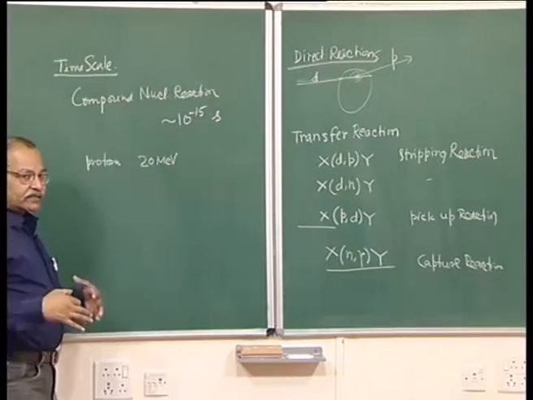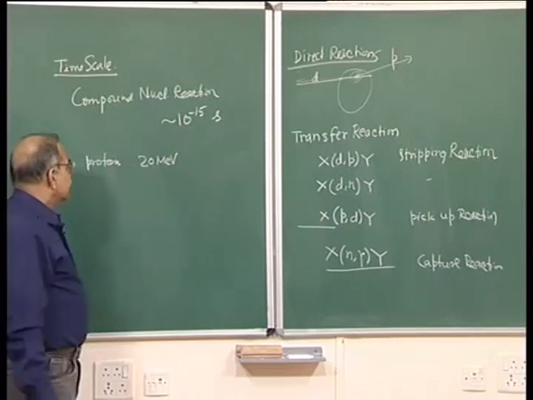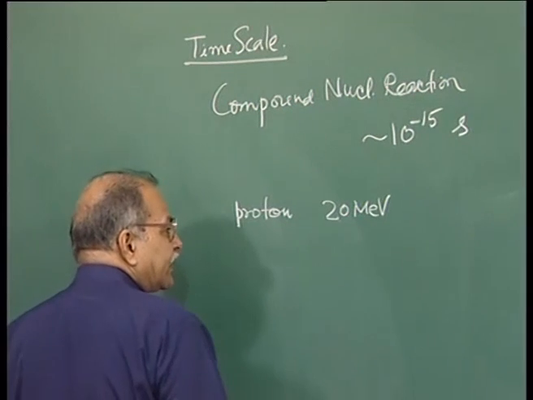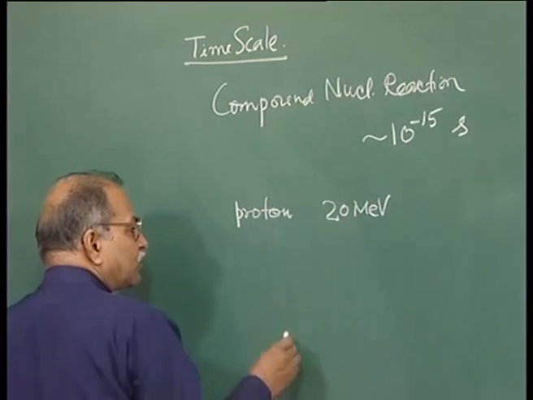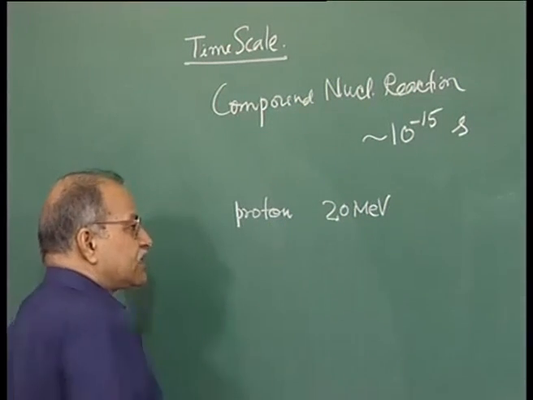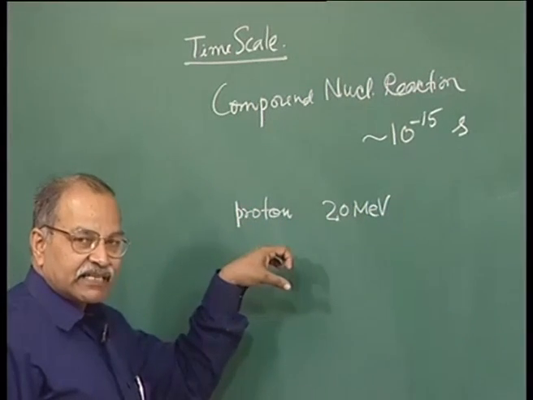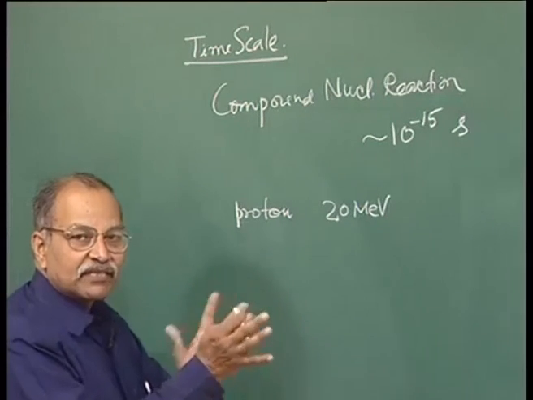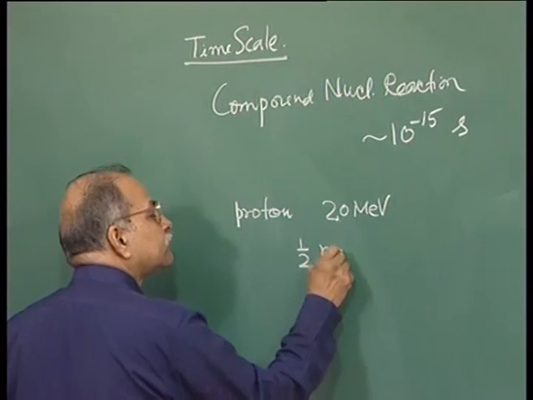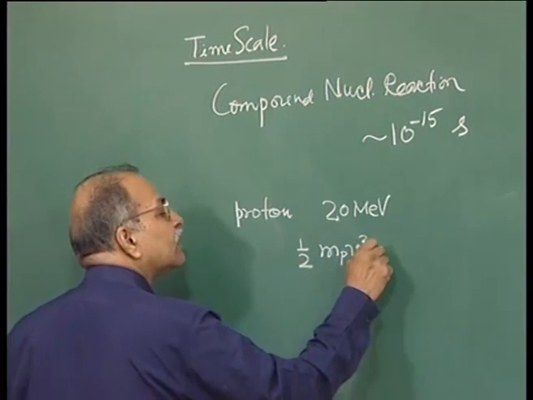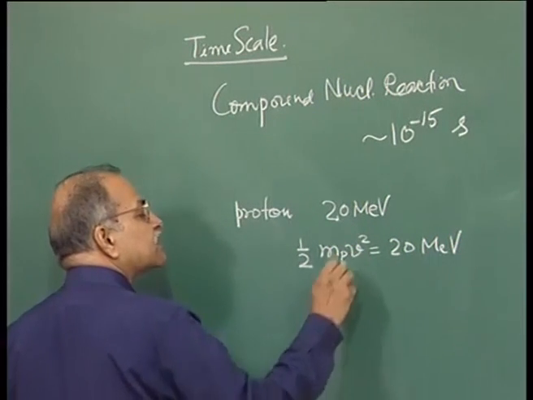For direct reactions, the energy has to be large, so I am taking somewhat smaller energy here. I can calculate the speed of this 20 MeV proton. The rest mass energy is 1000 MeV. Let me do this non-relativistic calculation, and anyway we are doing order of magnitude calculations. So, half m v squared is 20 MeV. From here I am trying to estimate this velocity.